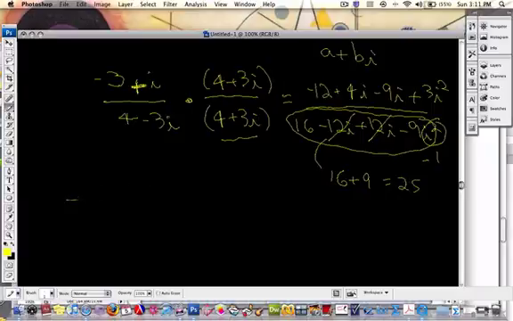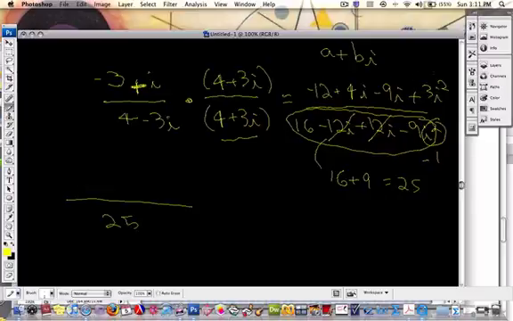And the thing is, when you multiply by that clever form of 1, which is the conjugate divided by the other conjugate, you're always going to get a real number in the denominator. And that's going to be important in the simplifying, as you'll see here in a second. I'm going to clean this up a little bit.